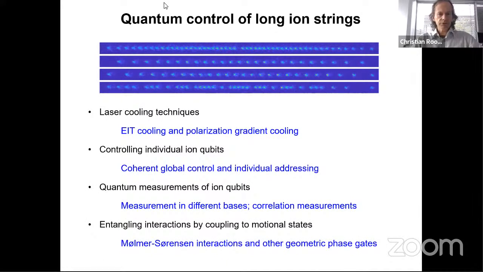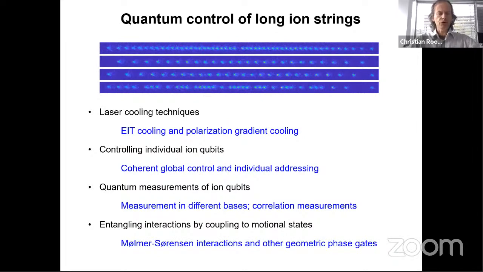So let's talk about quantum control of long ion strings. In the following, I want to discuss first some laser cooling techniques that you can use, which were not really covered by Dietrich Leibfried's lecture. He talked briefly about EIT cooling, but I would like to talk about this in a bit more detail. And I also would like to mention another laser cooling technique that allows you to cool below what is possible with Doppler cooling, and that is polarization gradient cooling.